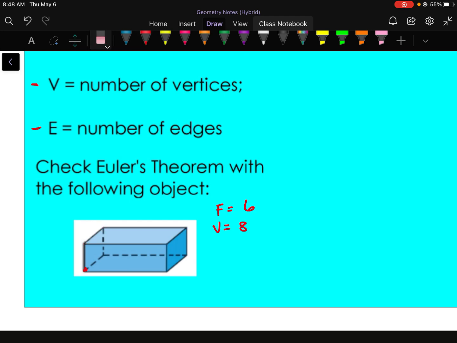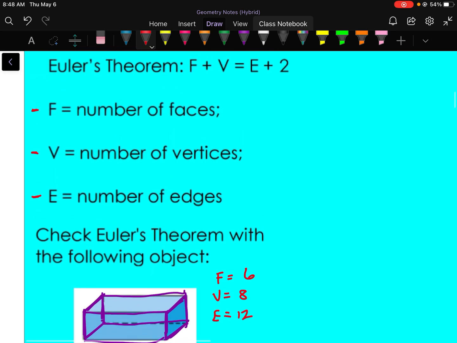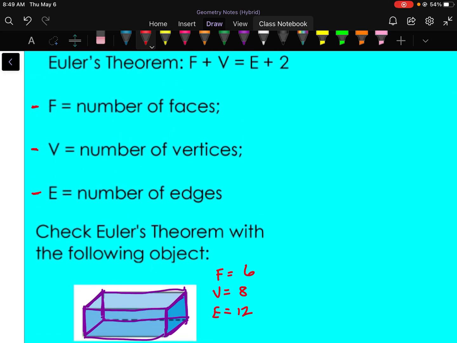Then I need the number of edges. So the edges here, it's going to look like I'm just drawing the whole outside of the box. But here's 1 edge, 2 edges, 3 edges, 4 edges, 5, 6, 7, 8, and then I have this long one across the top, 9, another long one across the top, 10, here's another one, 11, and one more, 12. So I have 12 edges.